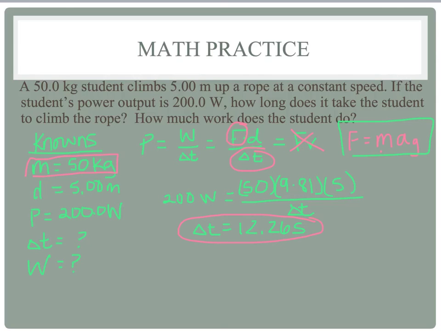The second part then asked us to find work, which in reality we already did because we know that work equals force times distance. So really that's going to be just this part of the equation here because we had mass times acceleration times the distance. So if I plug all that in, just that part, work equals force times distance, which happens to equal this part here I've circled. And when we calculate that out by itself, it ends up being 2,452.5 joules. So there is our work.